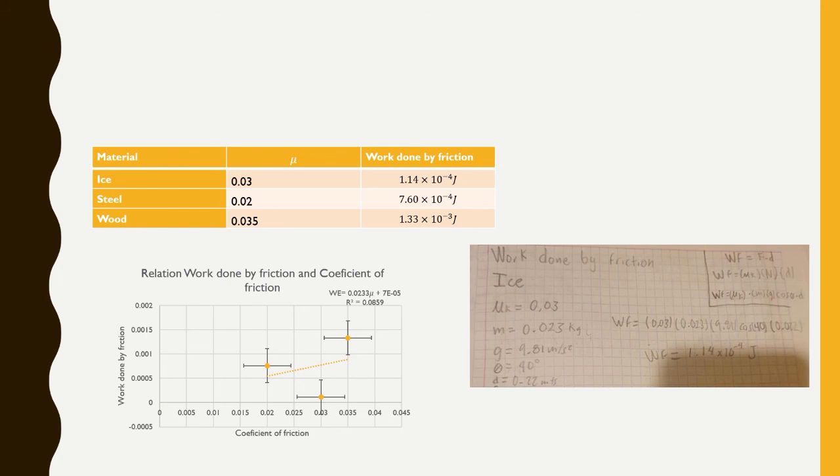When calculating the work done by friction of the different surfaces, I got some results which were very confusing because some of them weren't logical. So I think I may have done something wrong. But here's an example of how I obtained the work done by friction and some of my tables.